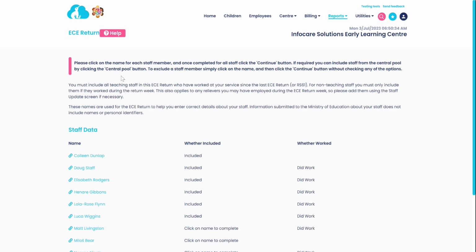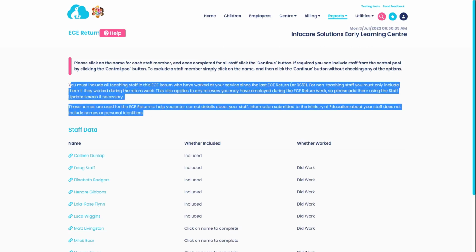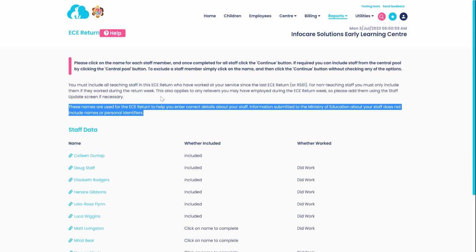Now this is the important part or the bulk of the ECE return data. Please do read this information. You are being asked to answer questions of any teaching staff who did work in your service since the last ECE return, and in other words, the last 12 months. Even if they have left your service, you are required to include them. You only need to include non-teaching staff, such as relievers as well, only if they worked census week. If they did not work census week, you do not need to include them in your return.